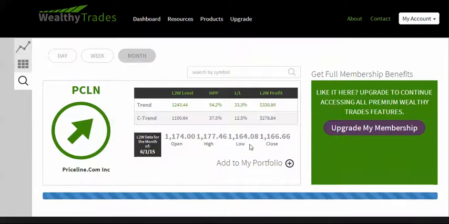It is June 2nd, so it's one day into the month. Priceline was pretty flat yesterday. Had a little bit of movement, but fairly flat. So these stats are still valid.